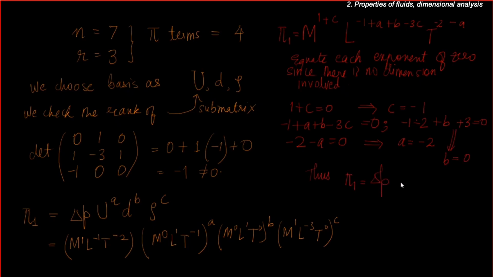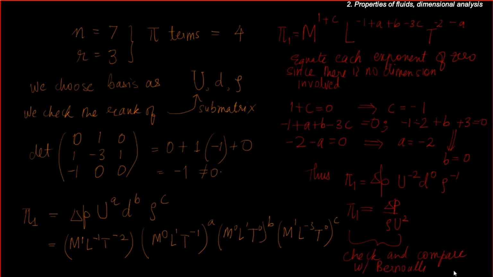Now let us write down the exponents of m. The exponent of m is 1 plus c. The exponent for length is -1 plus a plus b minus 3c, while that of time is -2 minus a. Now we know that pi 1 by definition is going to be a dimensionless quantity, as a result of which each exponent of m, l, and t must be equal to 0, so that in the end we obtain m to the power 0, l to the power 0, t to the power 0.